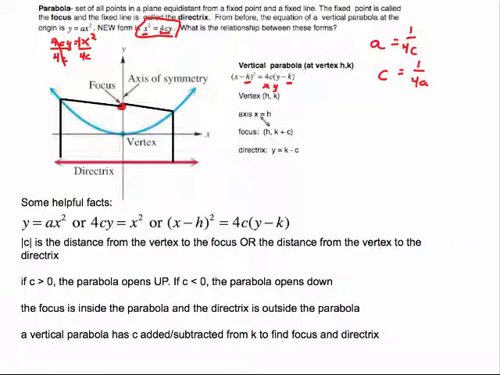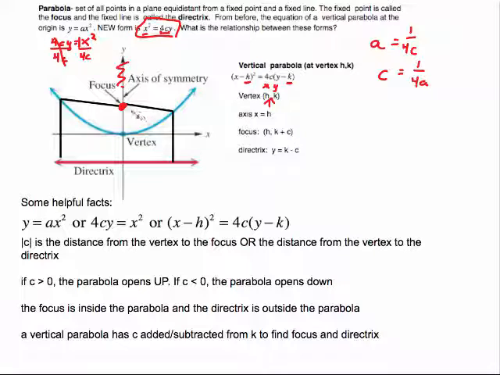The axis of symmetry is the line x equals h. So if you can get the vertex, you automatically have the axis. The axis of symmetry is x equals h. For a vertical parabola, your axis of symmetry is a vertical line. Vertical parabola, vertical line. Your focus, which was this point in here, your focus is this point right here. Your focus is (h, k plus c).